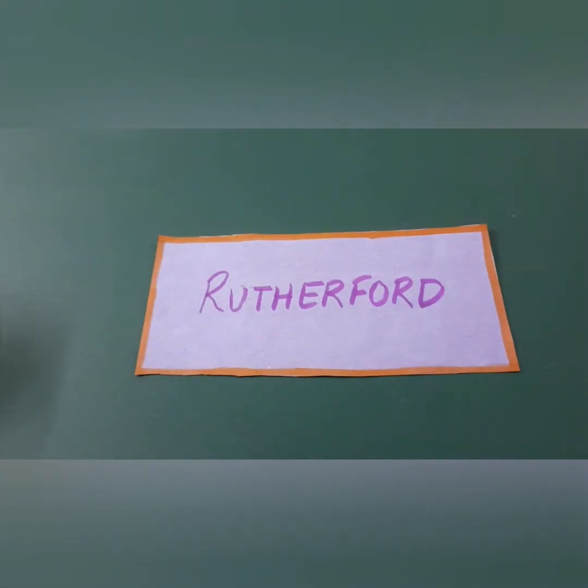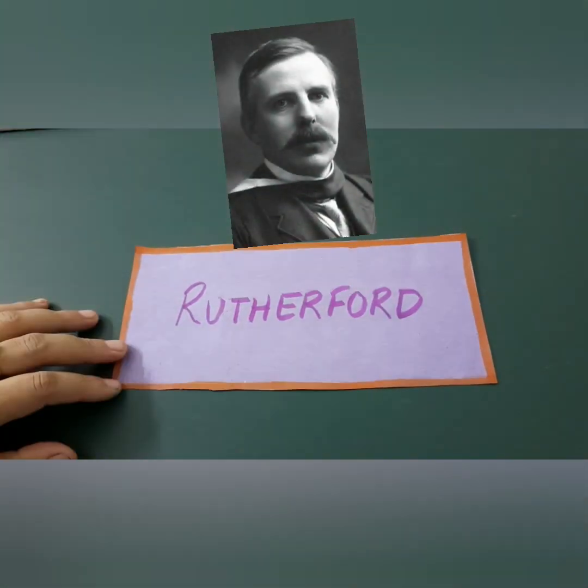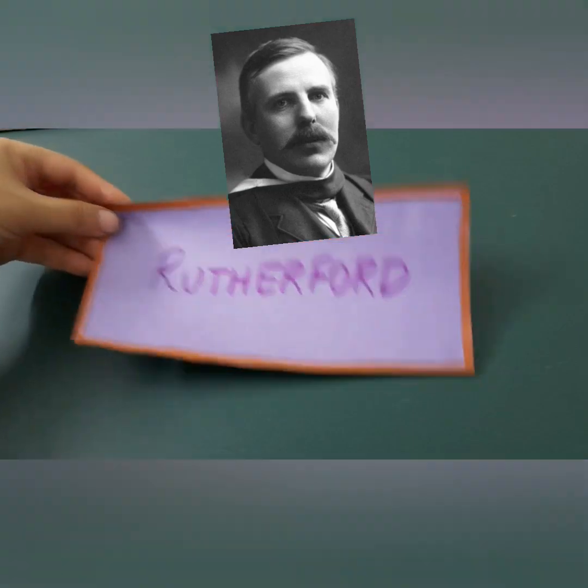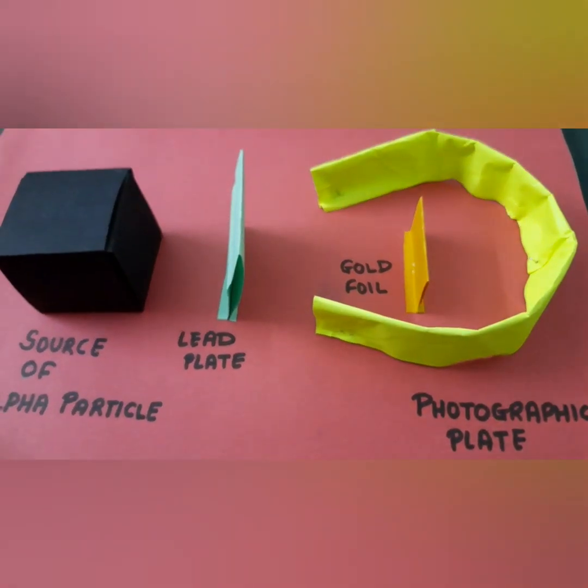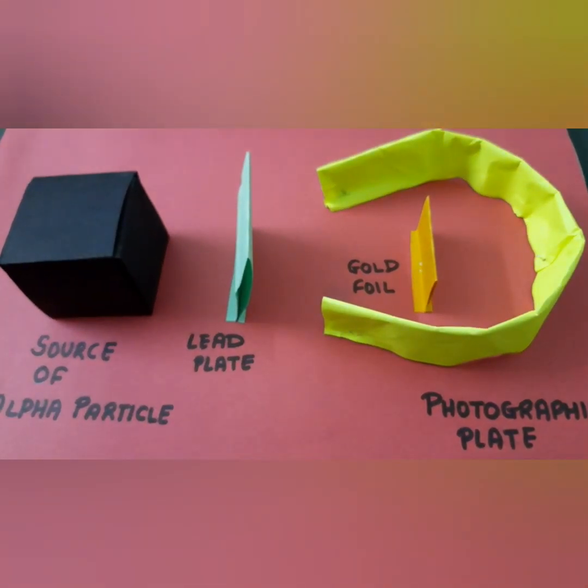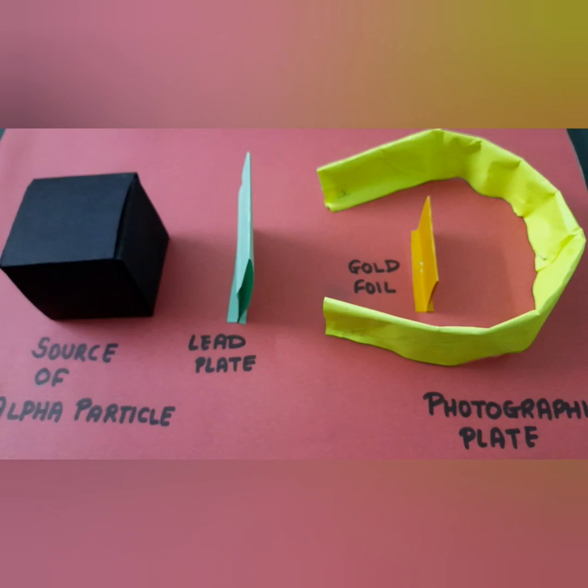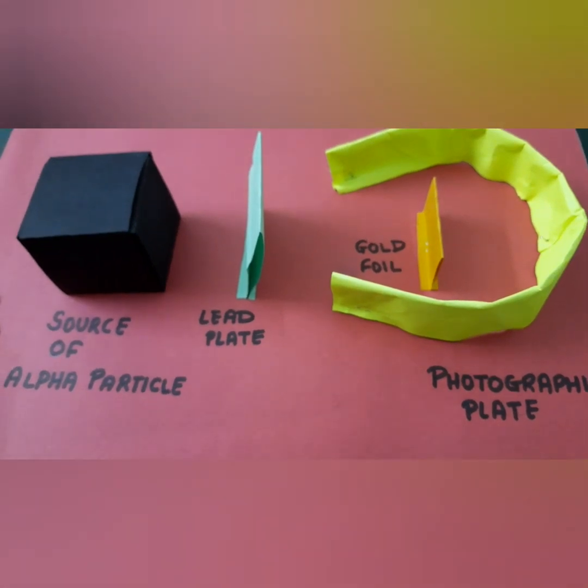So let's see what the Rutherford model is. His model was very different from the Thomson model, and his experiment was also very different. So let's see his experiment. I have made a model here to describe the Rutherford experiment. Let's see what his experiment was, and what his result and observation were.